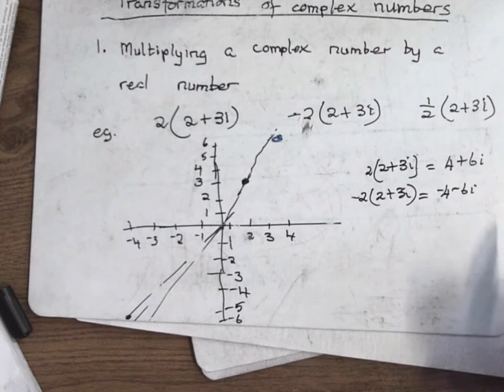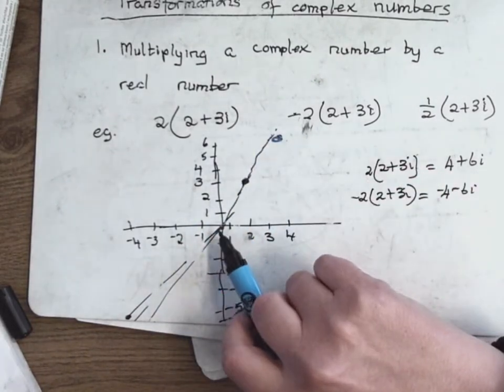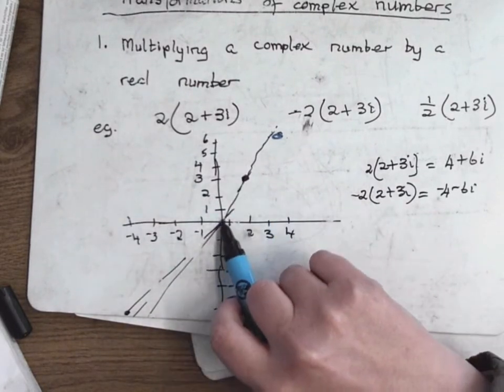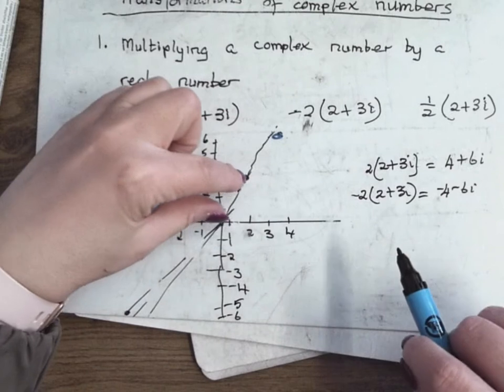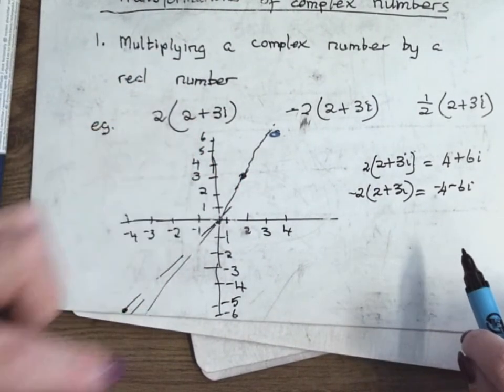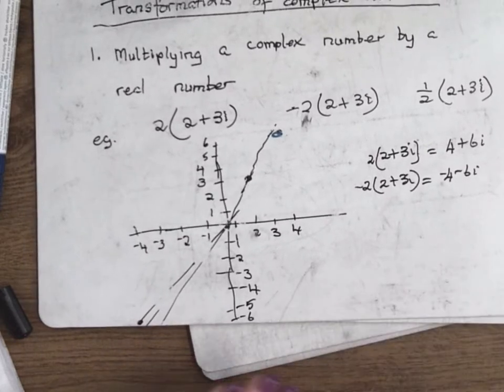Okay, but 2 means it's twice as far from naught, and the minus 2 means it's twice as far from naught as it started. So this one was this far from naught, now it's twice as far from naught, right? But it's in the opposite direction because of that minus. Okay, is that right? So the origin is naught, sorry.